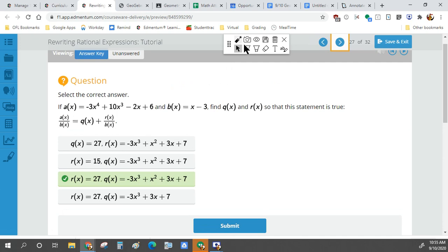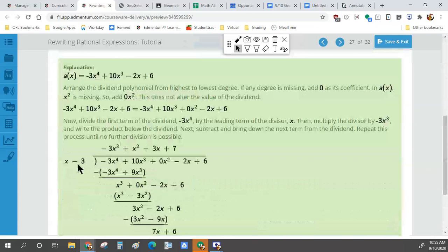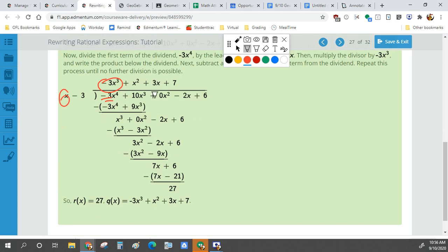Just so you guys can see it, I'm going to show it over here. So what I'm going to do here, how do I get negative 3x to the fourth? I'm going to have to multiply this x by negative 3 to the third. That'll give me this negative 3x to the fourth. And then once I distribute this, I get this part.